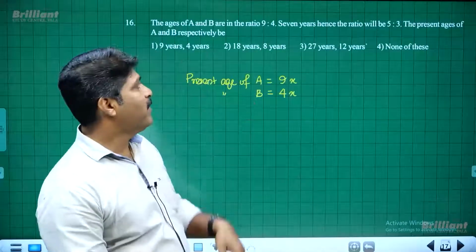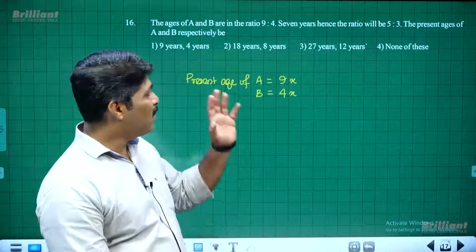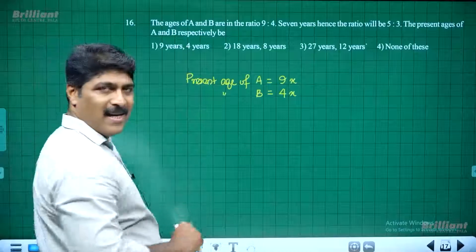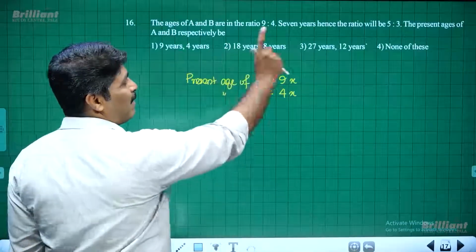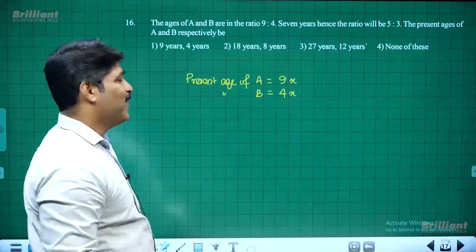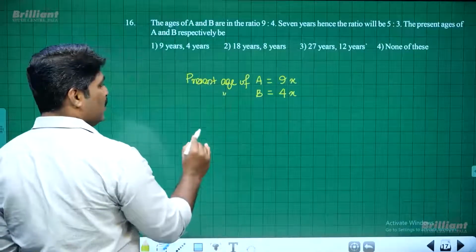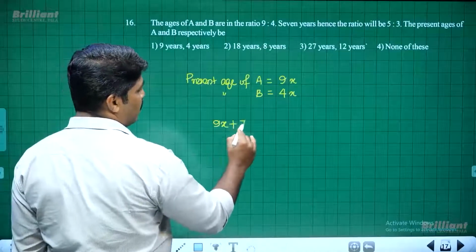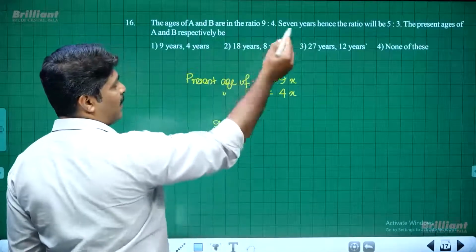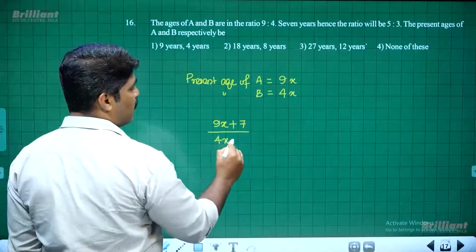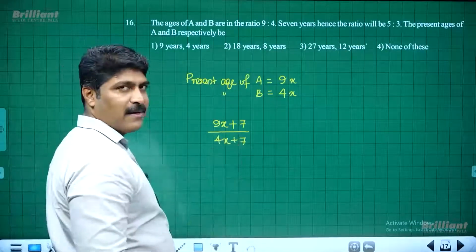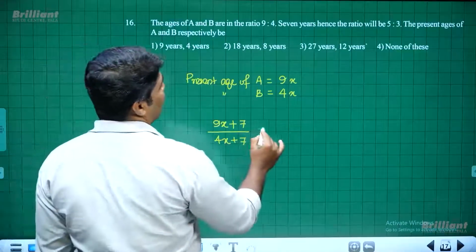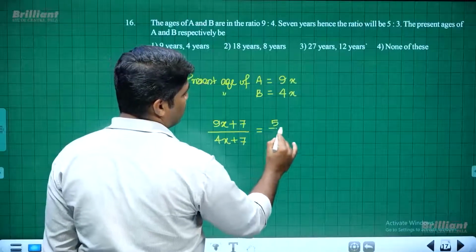Unfortunately, all the options are satisfying the same condition: multiple of 9 and 4, again multiple of 9 and 4. That's an issue. So what do you want to do? Let me rewrite the ratio like this. The first person's age after 7 years can be written as 9x plus 7, and the second person's age after 7 years is 4x plus 7. I write it in the form of a fraction or a ratio. This final ratio is 5:3.